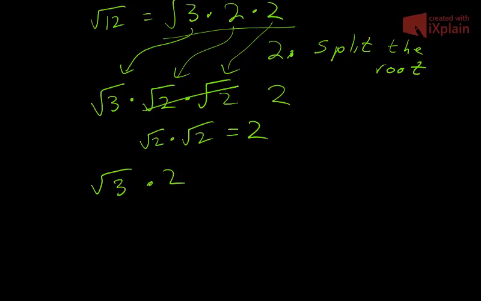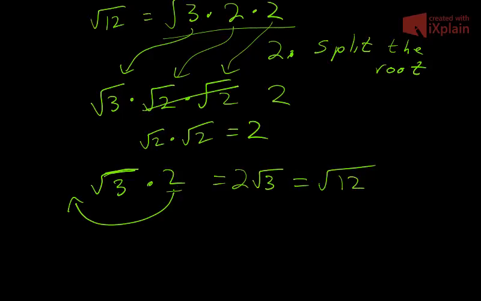And because this square root thing has a weird end, it's really nice to put the whole numbers that aren't under a root in front. So we're going to write this as 2 root 3, and that's the same as the square root of 12 we started with. So our answer is going to be this 2 square root of 3. So my third step there was to recombine.